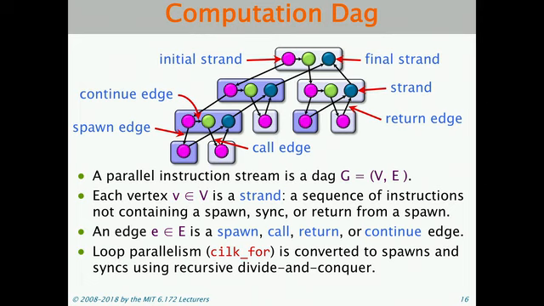And notice that in this computation DAG, we never explicitly represented cilk_for because, as I said before, cilk_fors are converted to nested cilk_spawns and cilk_sync statements. So we don't actually need to explicitly represent cilk_fors in the computation DAG. Any questions on this definition? So we're going to be using this computation DAG throughout this lecture to analyze how much parallelism there is in a program.